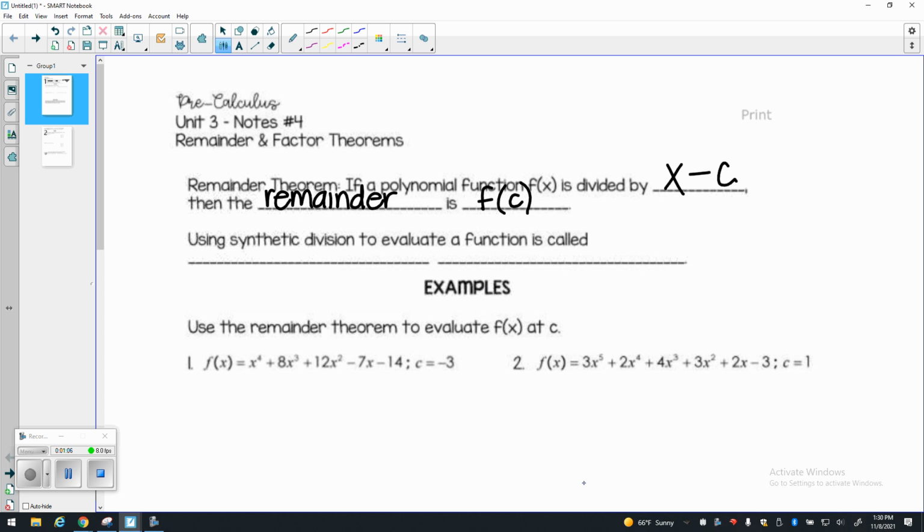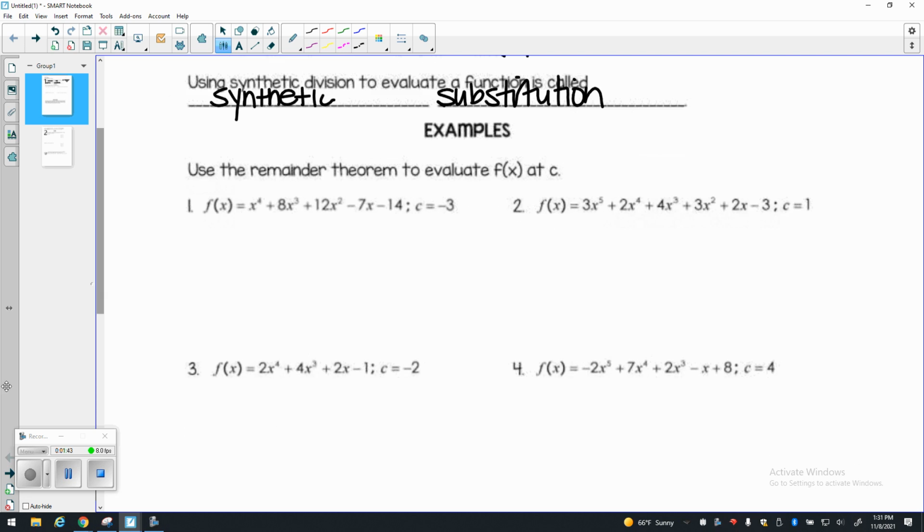Okay? Now, here's what's nice. We're going to evaluate using synthetic division. And when I evaluate using synthetic division, your answer is called synthetic substitution. I don't really care if you know that. The reason I want to do this is you can get functions that are ridiculous to plug in, and it's easy to get the wrong exponent, it's easy to miss the plus or minus sign. The big thing here is you're going to use synthetic division to evaluate.